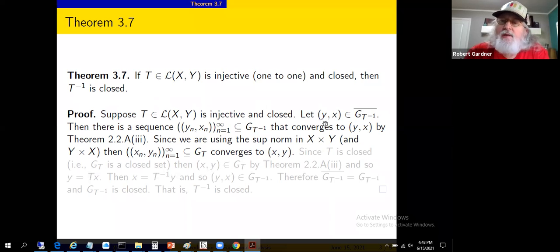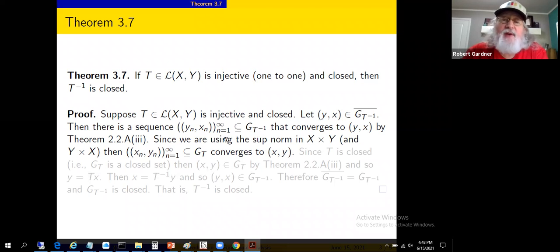So I'll take a point related to the graph of T inverse, which would be of the form (y, x), where lowercase x and y are from the obvious places. But take a point in the closure of the graph of T inverse. We're applying Theorem 2.2 point A, part 3, again, actually a couple of times in this argument, which says the closure of a set includes all points for which there's a sequence of elements of the points in that set that converges to.